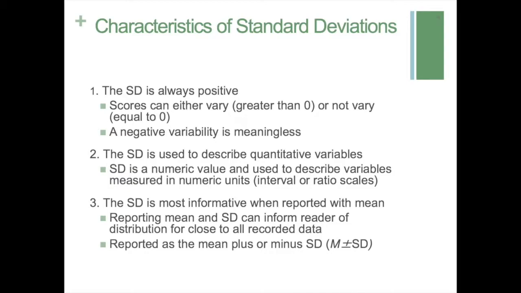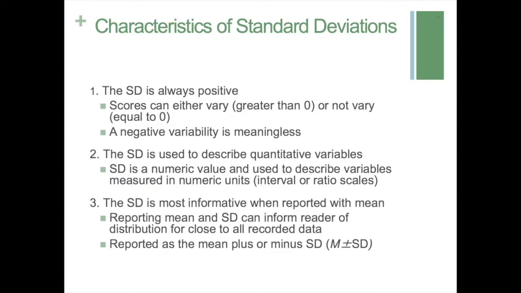Because it's a numeric value and it's used to describe variables in numeric units, it wouldn't make sense to try and calculate a standard deviation of categorical or nominal data, something that is closer to qualitative data. As I used my terrible example before, you can't have something between a freshman and a sophomore. Froshmore isn't a word, right?